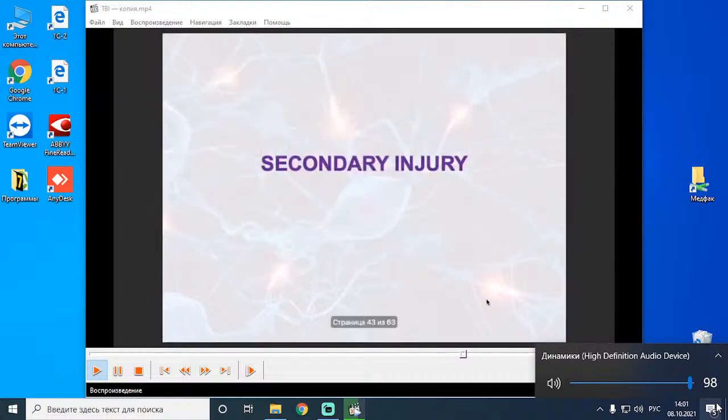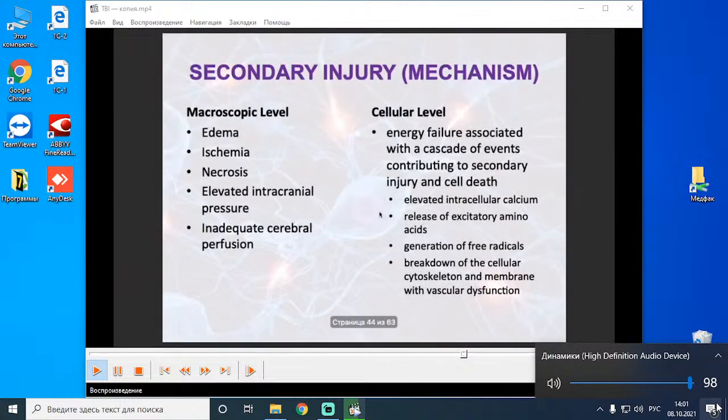Brain damage, secondary injury. Mechanisms. Macroscopic level: edema, ischemia, necrosis, elevated intracranial pressure, inadequate cerebral perfusion. Cellular level: energy failure associated with a cascade of events contributing to secondary injury and cell death. Elevated intracellular calcium, release of excitatory amino acids, generation of free radicals, breakdown of the cellular cytoskeleton and membrane with vascular dysfunction.